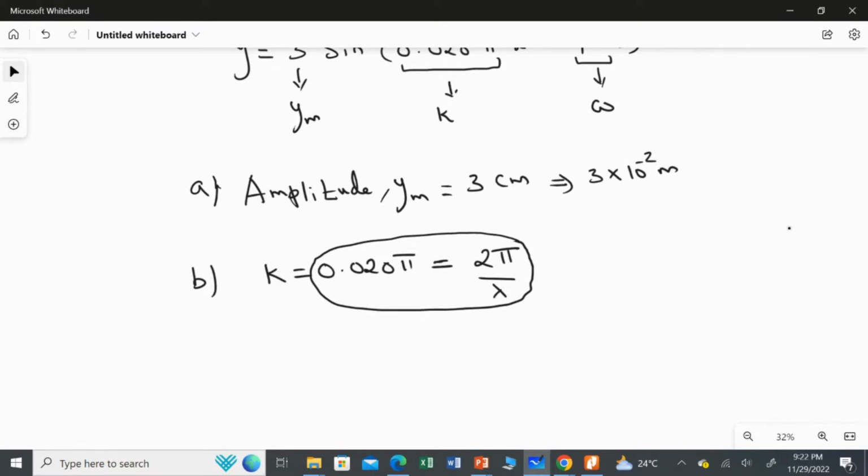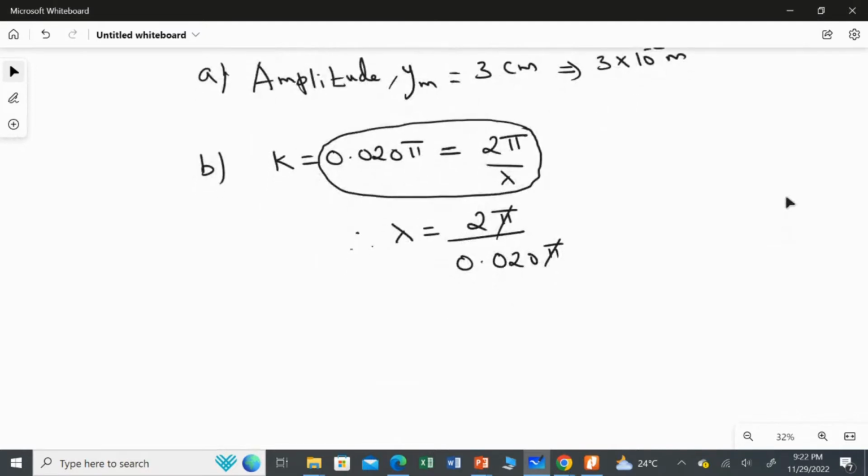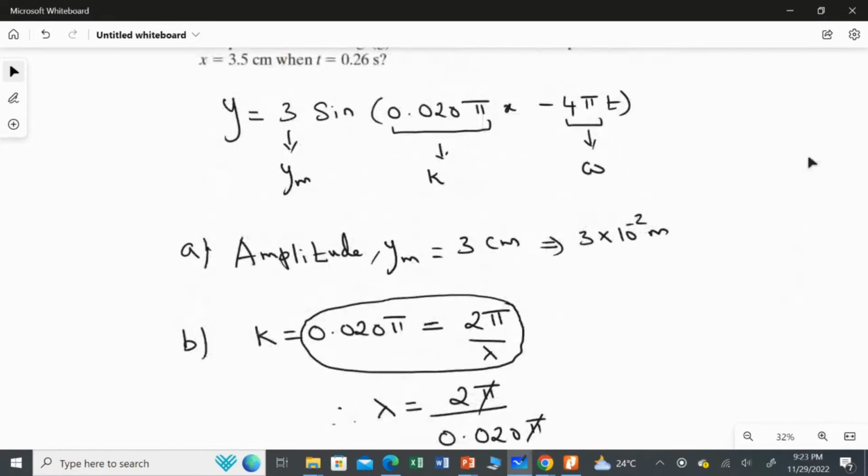Rearranging in terms of lambda, the wavelength lambda is equal to 2 pi over 0.020 pi. We can cancel pi with pi. So you have 2 over 0.02. If you divide 2 by 0.02, you will get the wavelength lambda as 100 centimeters, right? Clear? Okay.